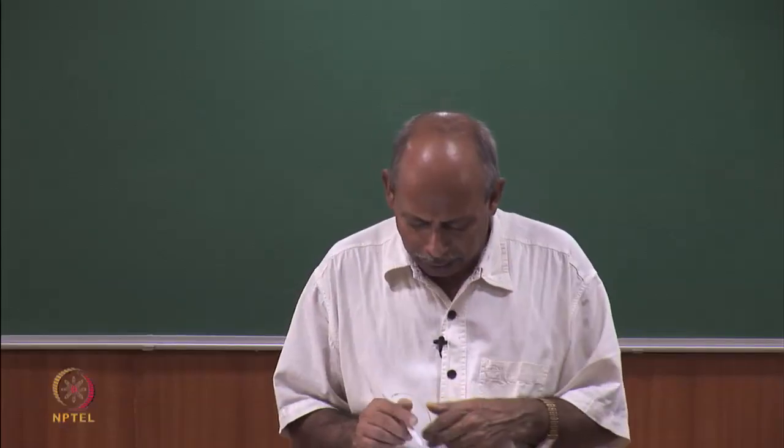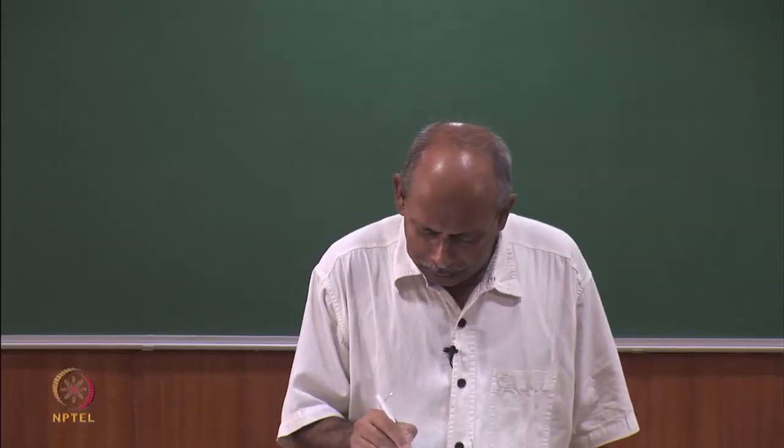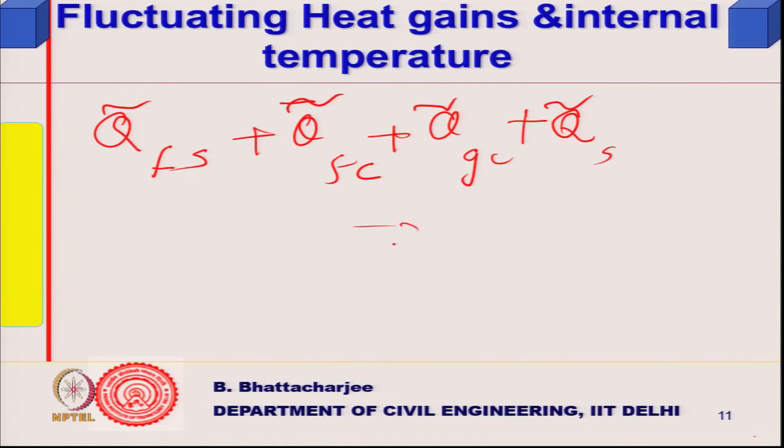All that I sum up. If you remember, we had several components. Q bar FS I wrote, which was direct solar gain falling on the opaque surface, plus QC, that is through conduction, the different components that we wrote yesterday. Q swing GC through the glass by conduction, plus Q S, and different components we wrote the other day.